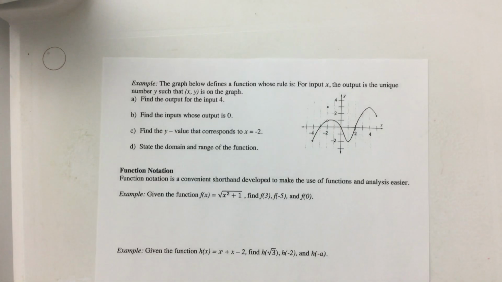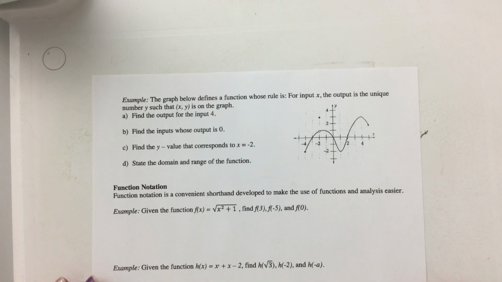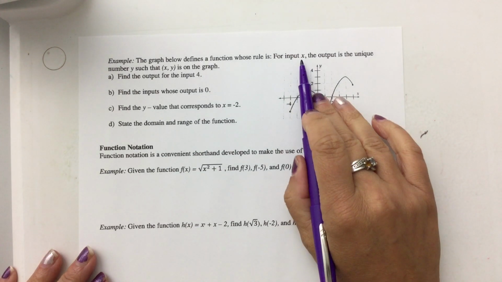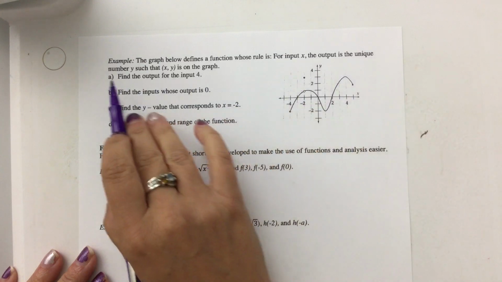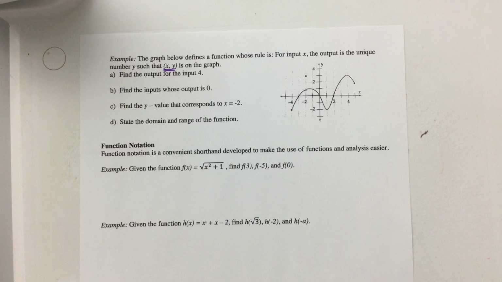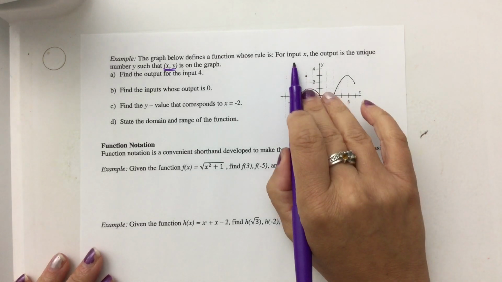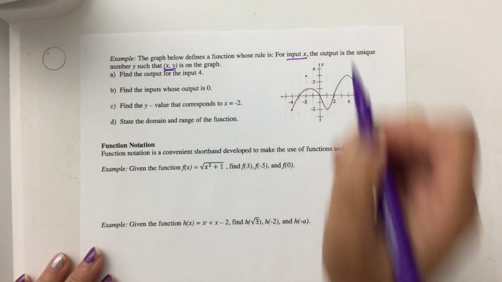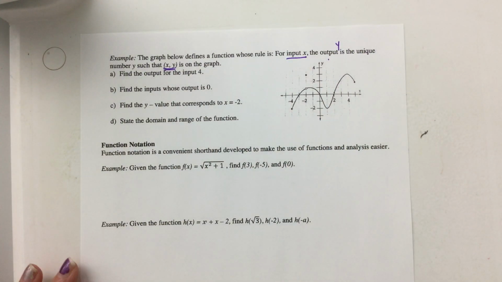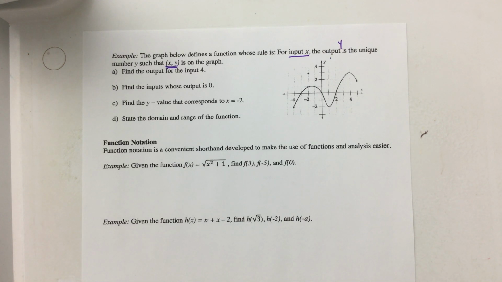Last page. The graph below defines a function whose rule is for input x, the output is a unique number y, so that the ordered pair (x, y) is on the graph. All that's telling you is that they are going to give you either the input. If they say input, that means x. If they say output, that means y. They're going to give you one value. You are going to use the location on the graph to identify the other point.